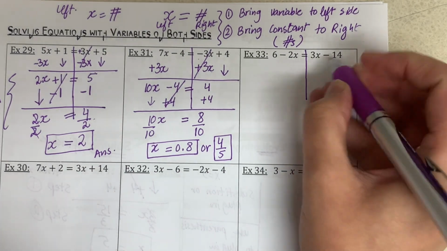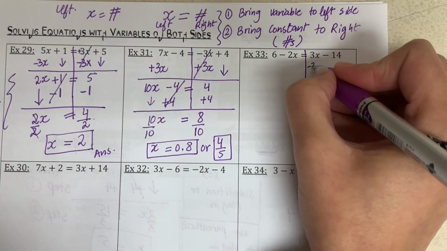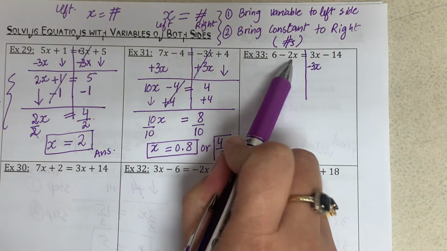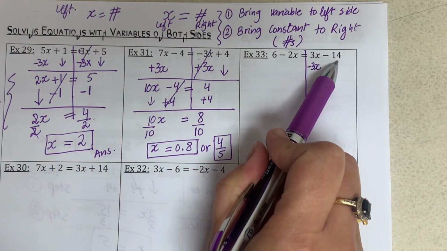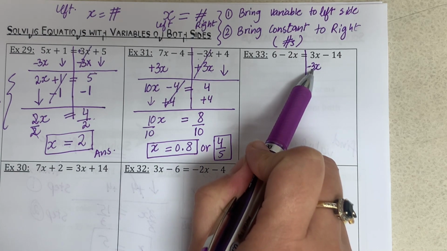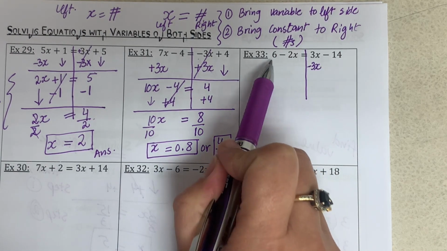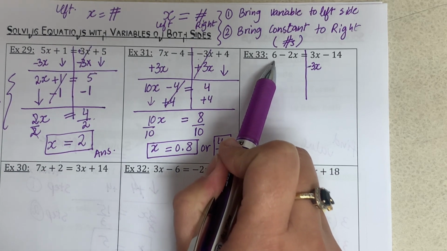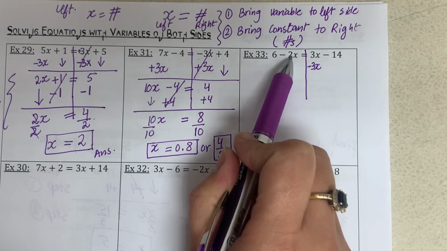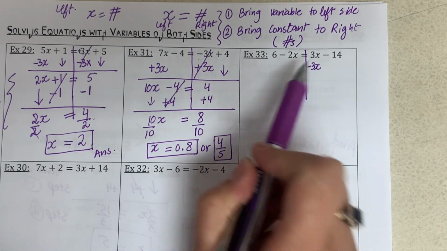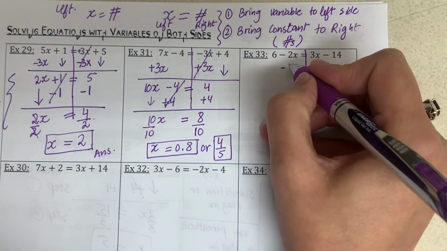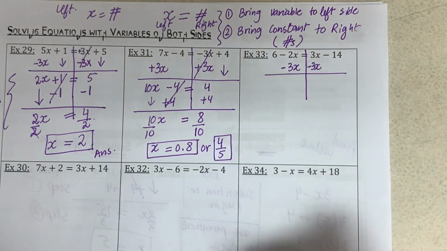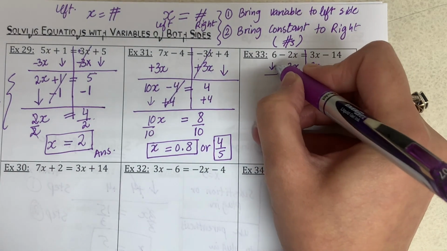Variable is 3x, opposite is minus 3x. Now pay attention. It is 6 minus 2x equals 3x minus 14. So negative 3x goes under the x term, not the 6. 6 doesn't have an x. You can't combine. It's just like combining like terms. You combine or you put the same terms together. So it is negative 3x. It goes over here, negative 3x, under the negative 2x. Draw the line. Bring the 6 down.